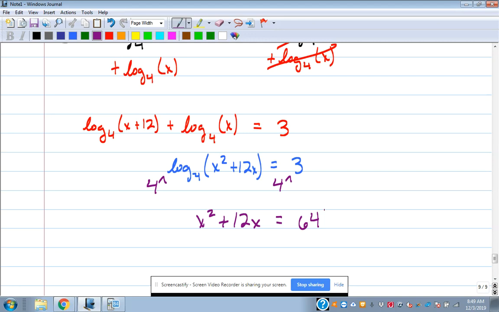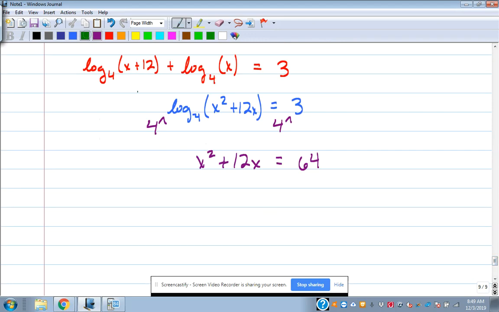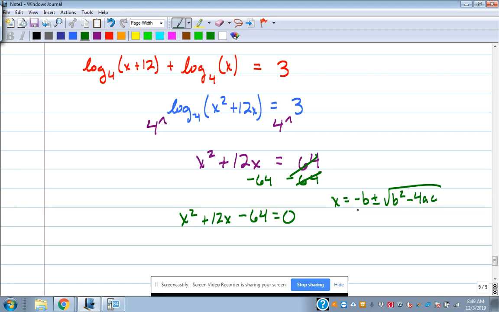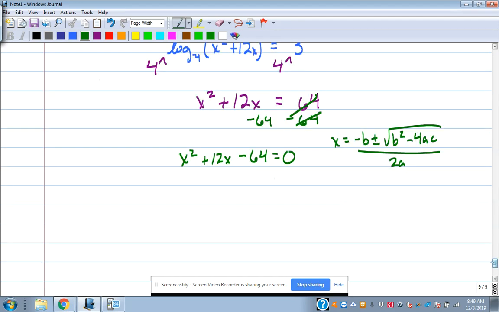Again, it's quadratic, so that means I've got to get it equal to what? 0, and then either factor or use the quadratic formula. X squared plus 12x minus 64 equals 0. Just for the sake of practicing it, I'm going to do the quadratic formula. May be a little rusty on it. I hope not, but it's always good to review.